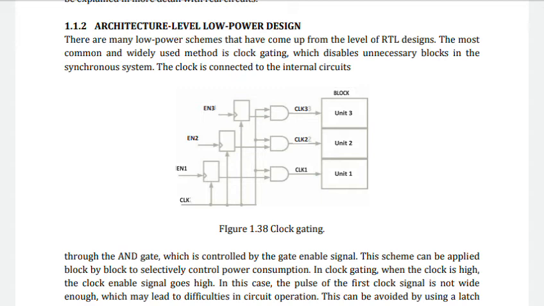Through this AND gate, which is controlled by the enable gate signal, the clock signal is connected through the AND gate, and the other end of the AND gate is connected to the enable signal. This scheme can be applied block by block to selectively control power consumption. So for each unit we give a clock signal, consisting of a clock as well as an enable signal.